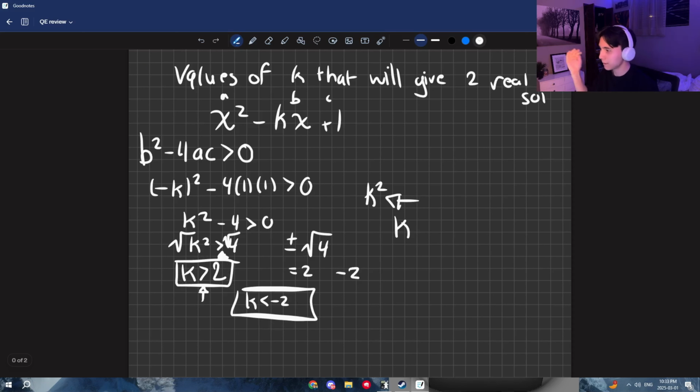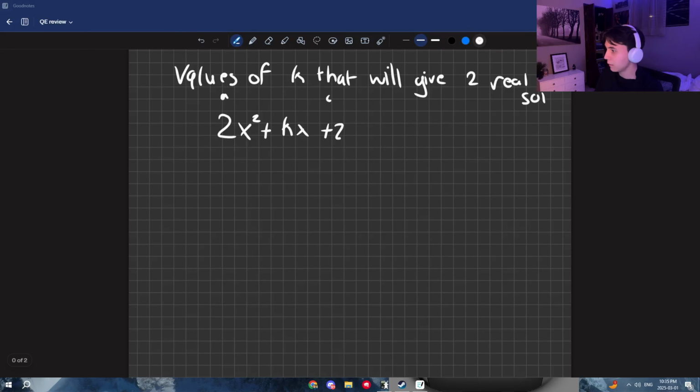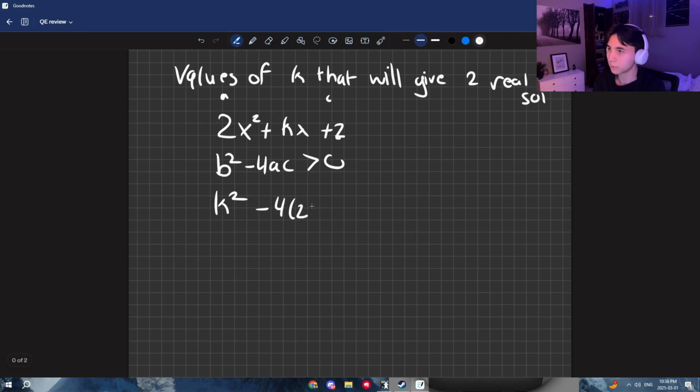I kind of want to give another example of that, so I will do that real quick. Alright, so this is going to be our second example of this. So we have our discriminant where we're going to be finding 2 solutions here. So we have b squared minus 4ac, and it's going to be greater than 0 since we're looking again for 2 real solutions. And we're going to get k squared minus 4 times 2 times 2. You get k squared minus 16 is greater than 0.